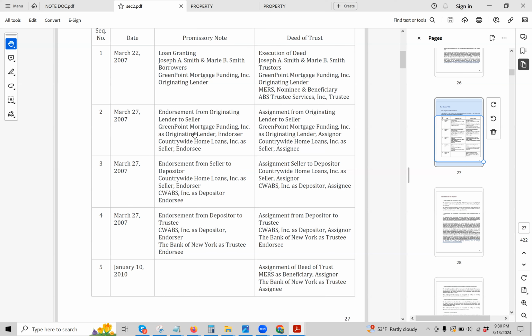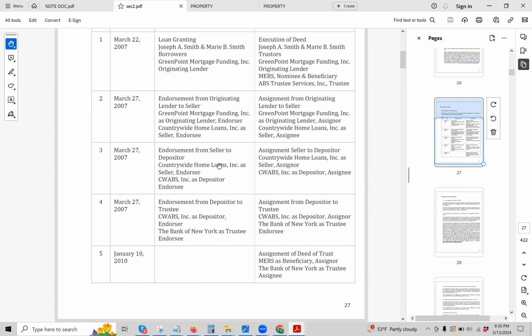Now, for those of you with a mortgage loan, I would recommend taking a look at your mortgage note. It's usually about a 3-page document, sometimes 4 or 5 pages. It might have an allonge attached to it. Look to see if there is an endorsement or multiple endorsements, "paid to the order of," or something along those lines at the end of the note. It'll be either stamped or written. Look for that, because you see that here: endorsement from the originating lender to the seller.